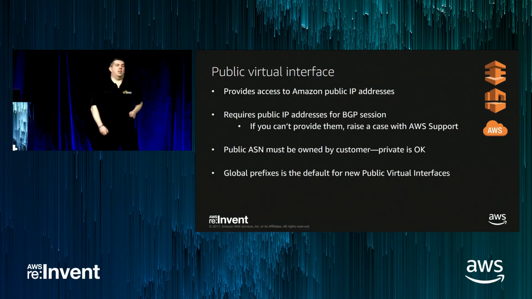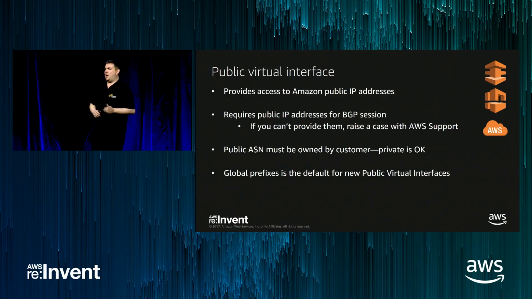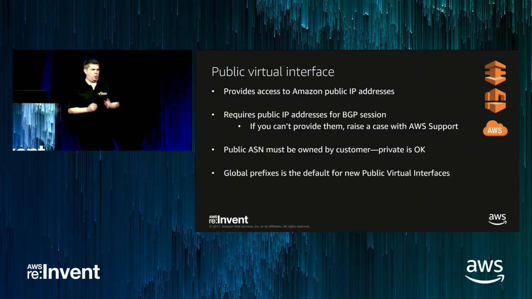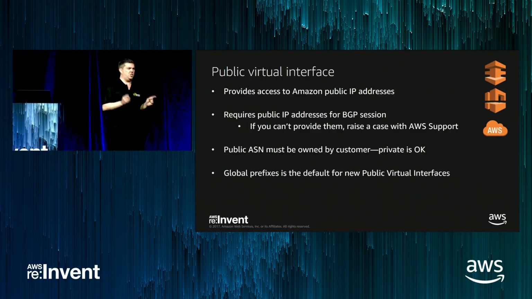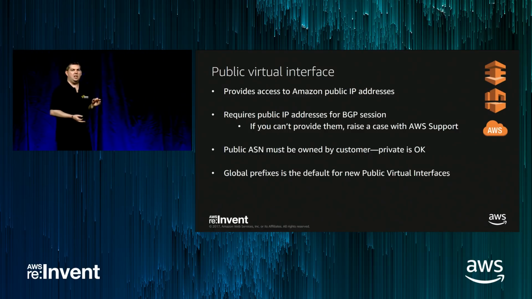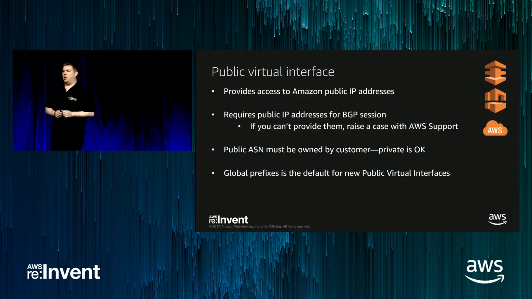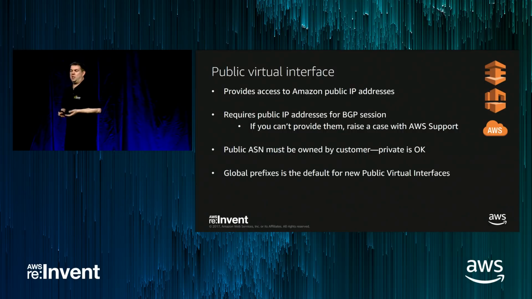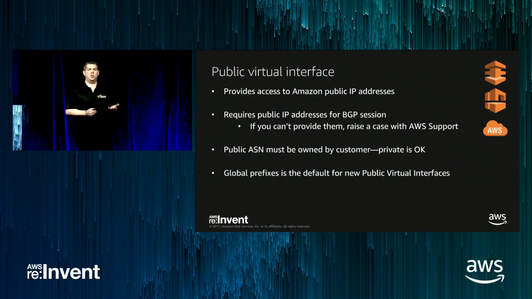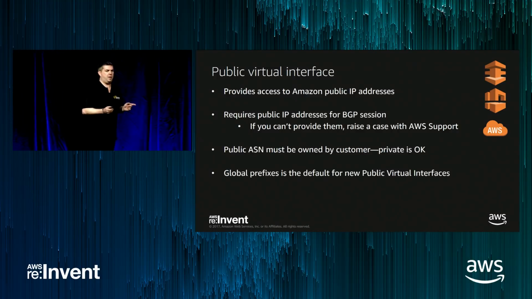So a little bit more detail on public virtual interfaces. It gives you access to those public IPs on the Amazon side that I've mentioned. It does require public IP addresses for the BGP session. You remember on the screen where we created the virtual interface, there was not the option to auto-generate IPs for a public VIF. If you don't have public IP addresses that you can assign to that peering session, that's not a problem. Just raise an AWS support case. We will assign you a /31 that you can use for that peering session, so 2 IP addresses.